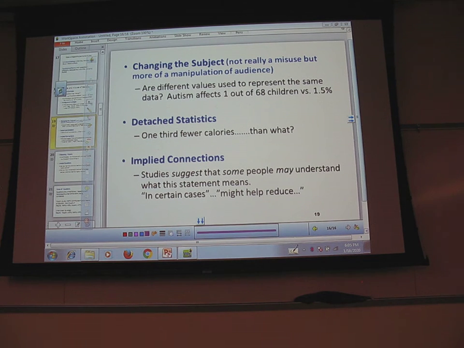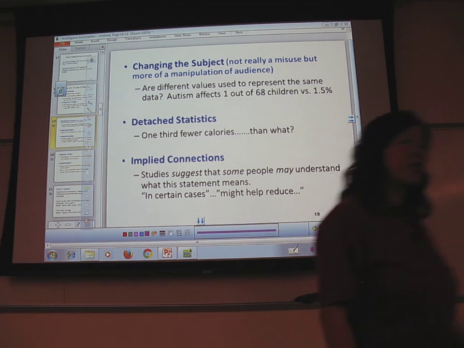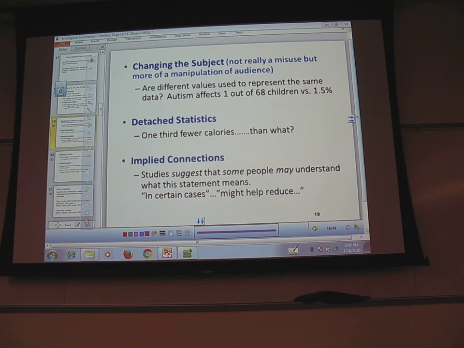Changing the subject, not really a disease, but more of a manipulation of the body. You know what? I should probably do this one. My bad. So this one isn't actually a misuse. It's just, how can you tailor the words to play upon the feelings of your audience, which is not a misuse. It's just a persuasive argument, one might say, I suppose.